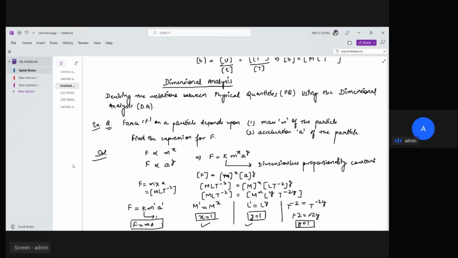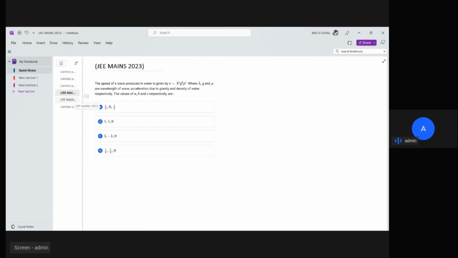Okay, yes, let us move to the questions. Now we are solving some questions which are asked in the previous exams. Firstly, we are taking the questions of this year 2023 JEE Mains. Okay, so first question is this: the speed of a wave produced in water is given by. So what will be the solution we have to find?